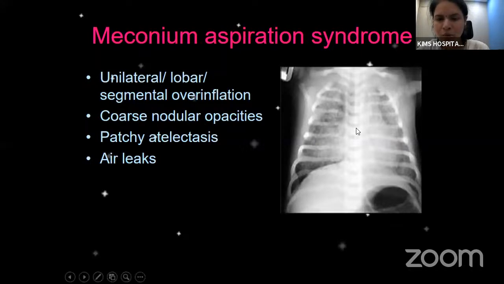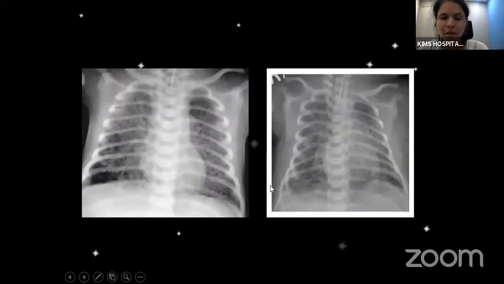So in contrast to the fine granular opacities of RDS, the nodular opacities of meconium aspiration syndrome may look quite coarse, and these may be accompanied by lobar or segmental hyperinflation. And sometimes we may also see the presence of air leaks even in the first X-ray. So this X-ray again is suggestive of meconium aspiration syndrome.